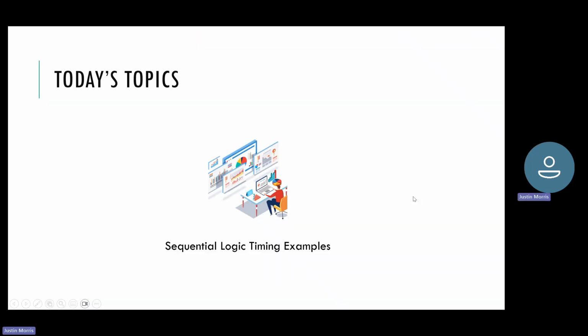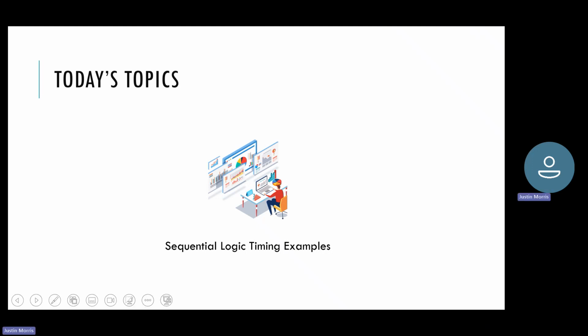Okay, so we are going to go through some sequential logic timing examples. Your quiz next week on Wednesday will be on sequential logic timing. So it'll look like your homework that I've posted, and we're going to be going through problems that look like the homework.